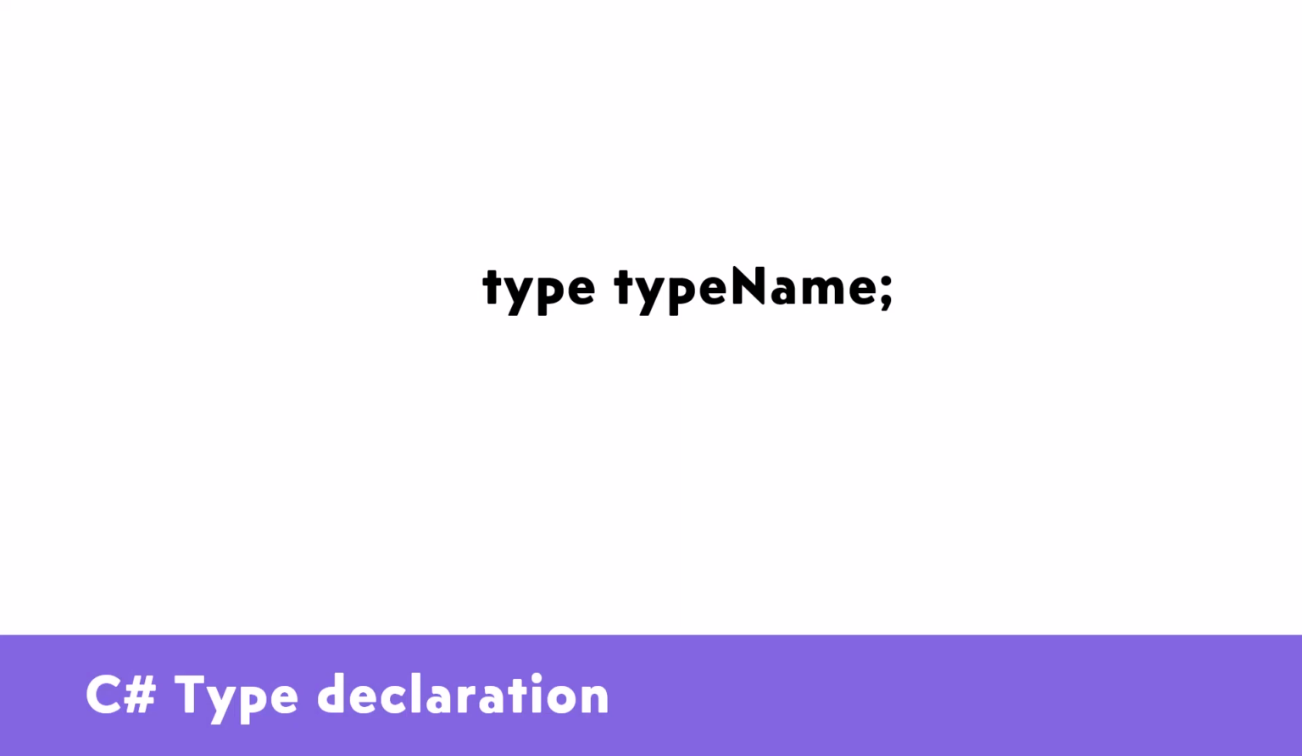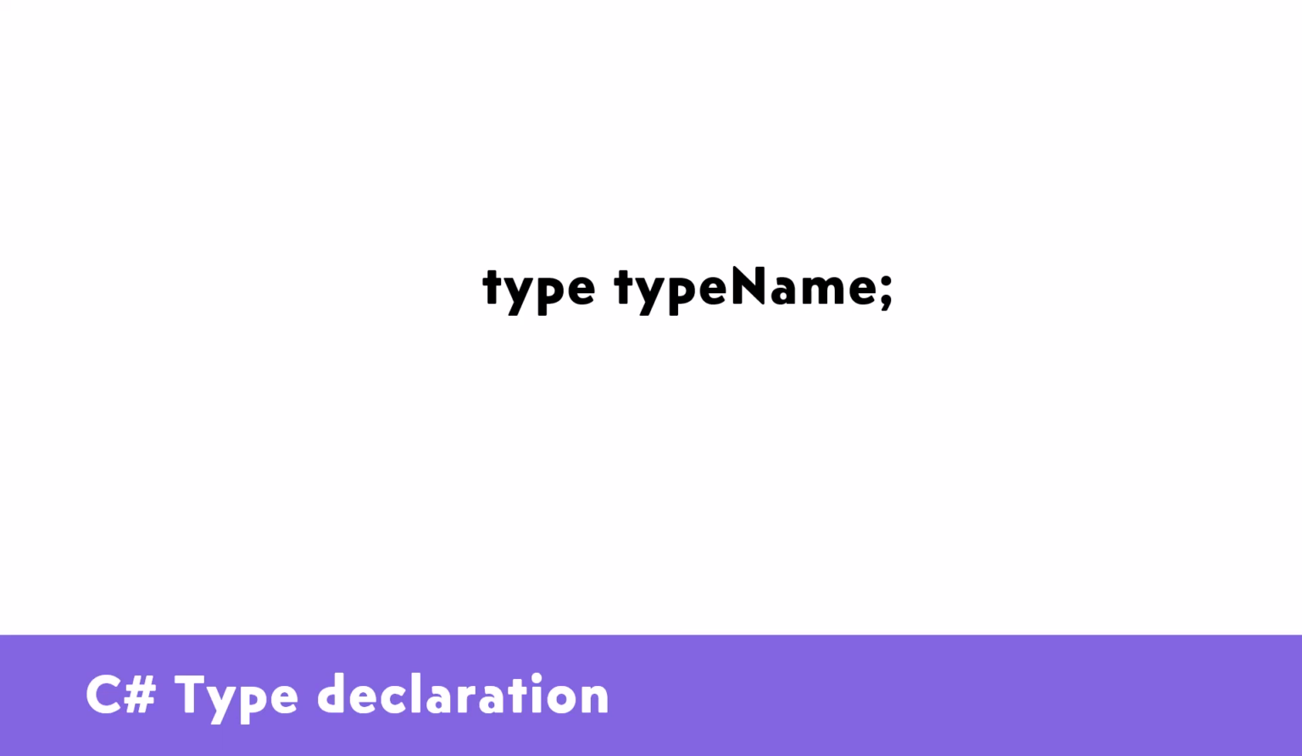Now let's learn how we can declare a type. To declare a type in C# programming language, first we have to write the word for the type. For example, integer, characters, object, boolean, whatever the type is, then add a space, and after the space we have to provide it a name. This name can be user defined. You can put any kind of name over here.